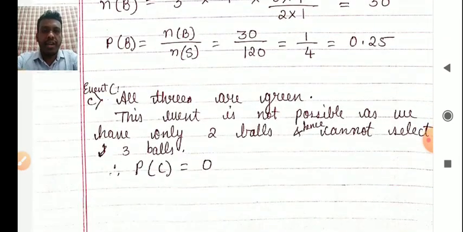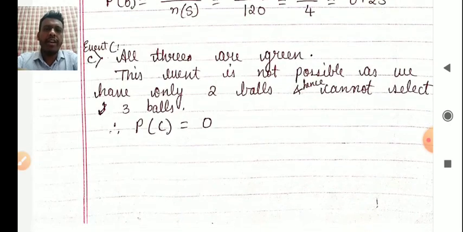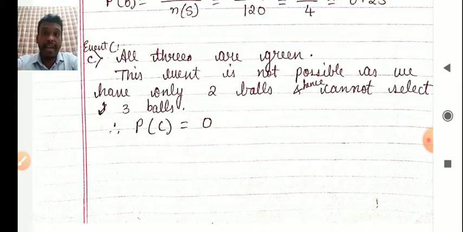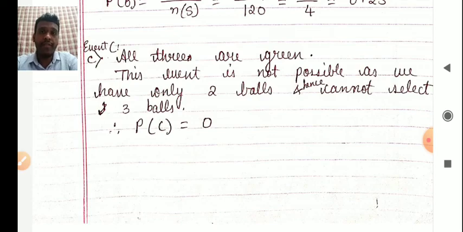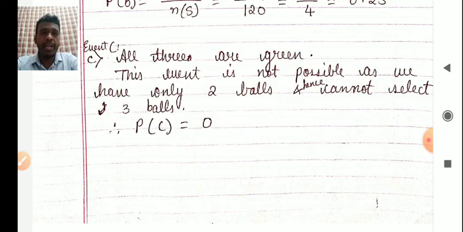Now event C: all 3 are green. This event is not possible at all. Why? Because we have only 2 green balls and we cannot draw 3 green balls from the bag, and hence it is an impossible event. And remember, the probability of an impossible event is always equal to 0. That is 0% chance of it happening. When you draw 3 balls and you have only 2 green balls, definitely 1 ball should be of another color. So in this case the probability is equal to 0.